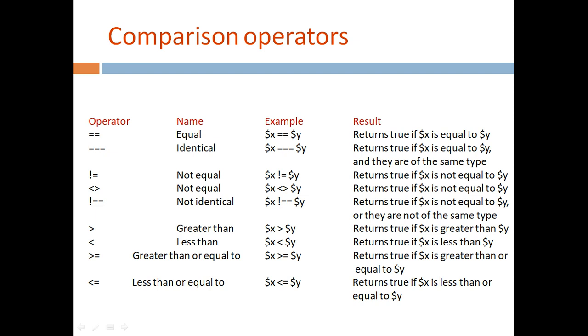Similarly, the same can be reversed with not equal and non-identical. We can use either of these symbols for not equal, that is the inequality symbols. Either of these can be used, both are the same. Both functionalities are the same. With not identical, if the values are the same but the types are not the same, then it returns true for not identical.